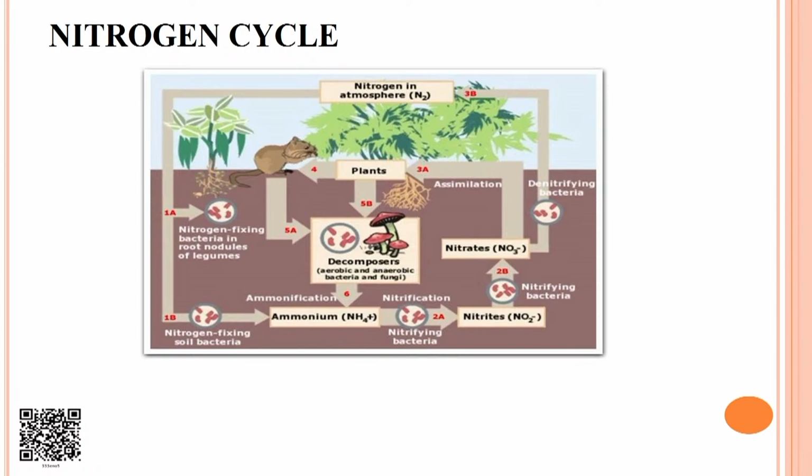So, first we will take the nitrogen cycle. The nitrogen cycle is completed in 5 steps, that is fixation, nitrification, assimilation, ammonification and denitrification. Now we will discuss the nitrogen cycle in detail. First step is fixation. As we already said कि this cycle is completed in 5 steps.